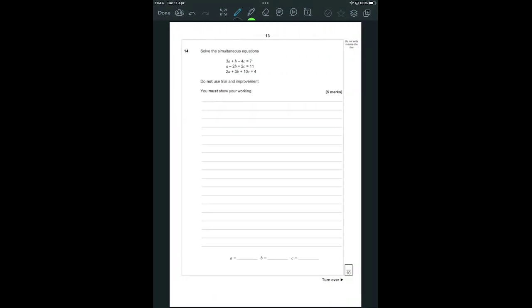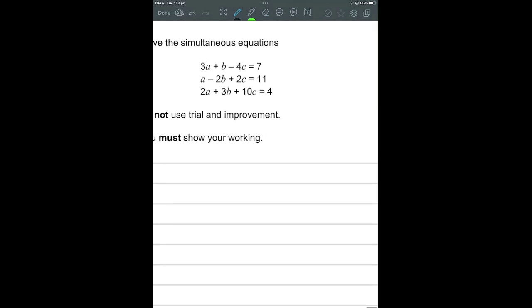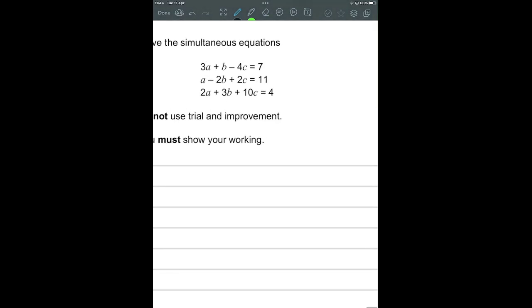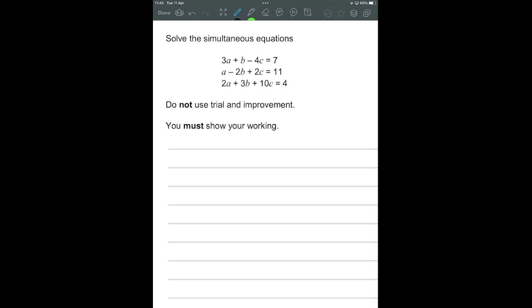Question 14. Solve the simultaneous equations. Do not use trial and improvement. I like that as an addition. These are our triple simultaneous equations. So we remember our method.